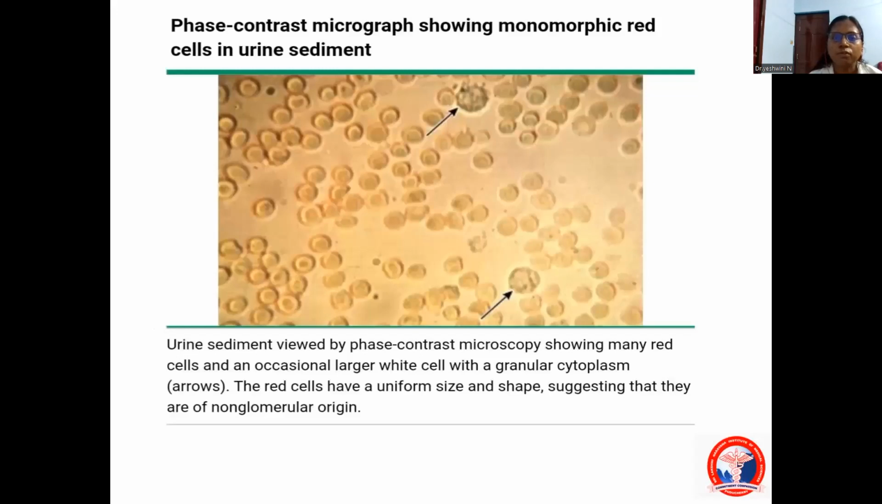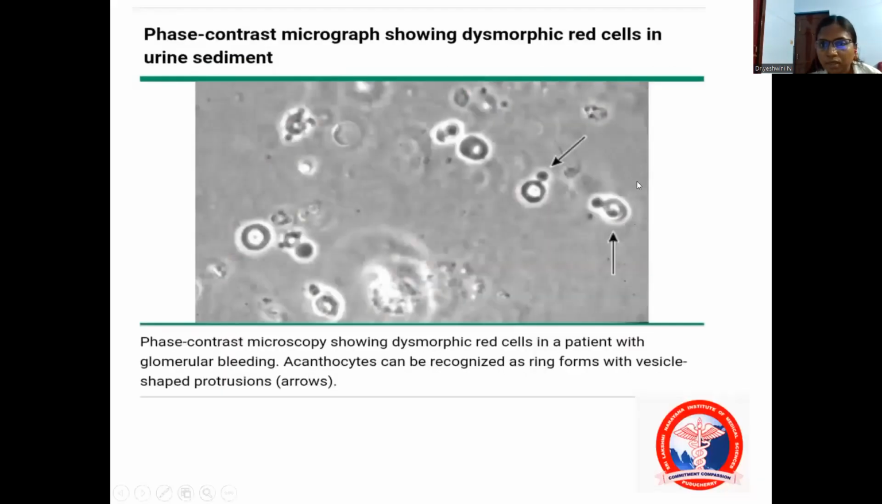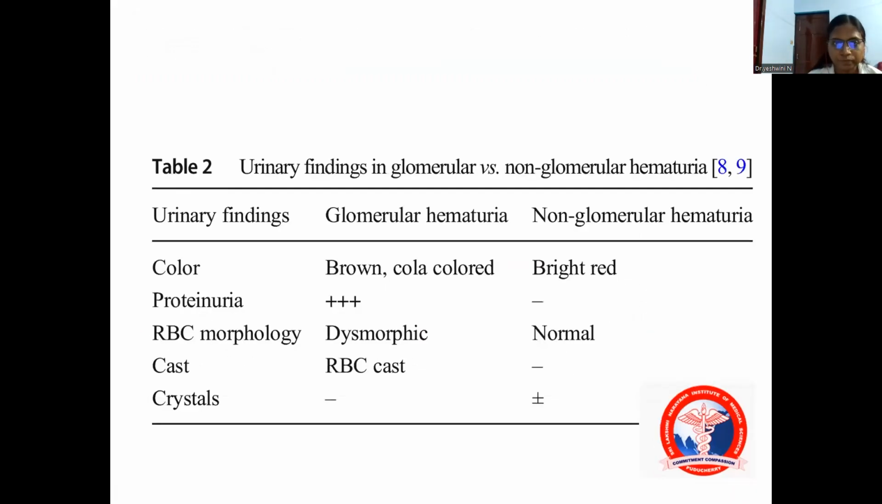So this is one of your urine microscopic findings. You have RBCs in the urine which are not deformed, which means there is no cast, no dysmorphic RBCs, meaning it is of non-glomerular origin. There you can see dysmorphic RBCs. Dysmorphic RBCs and RBC casts mean it is of glomerular origin. Dysmorphic RBCs are seen in glomerular causes because they pass through the microvasculature capillaries.